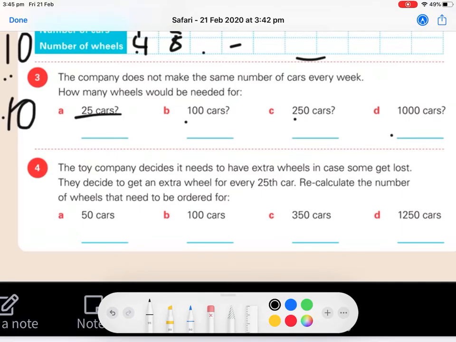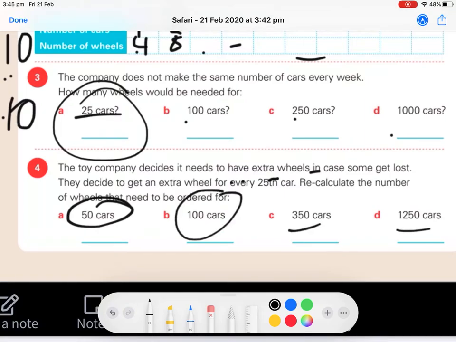The toy company decides it needs to have extra wheels in case some get lost. They decided to get an extra wheel for every 25th car, so this might give you a clue up here. Recalculate the number of wheels that needed to be ordered for 50 cars. So you've got to look at this one carefully. Read all of the instructions. Then 100, then 350, then 1250.